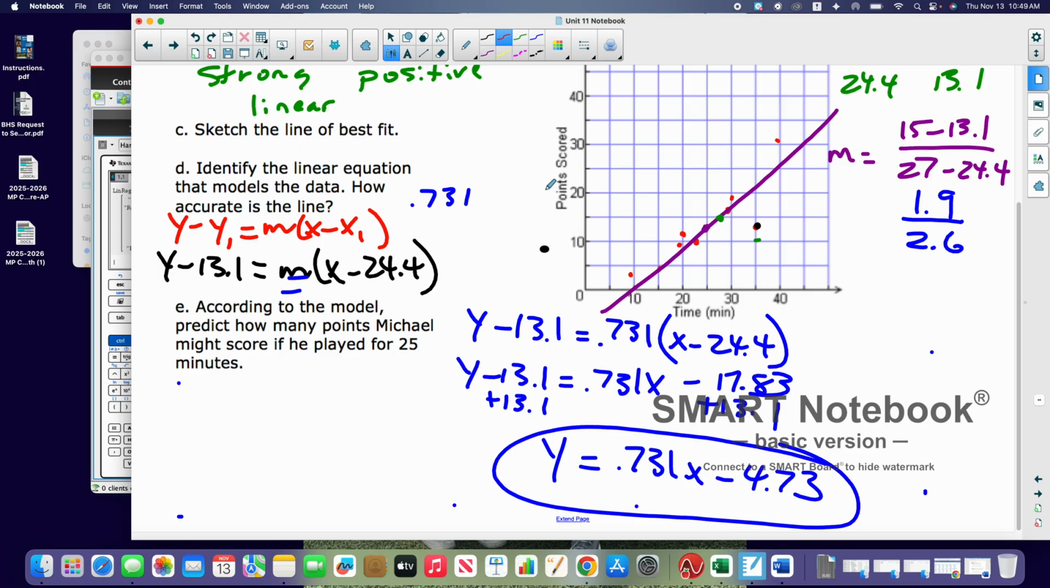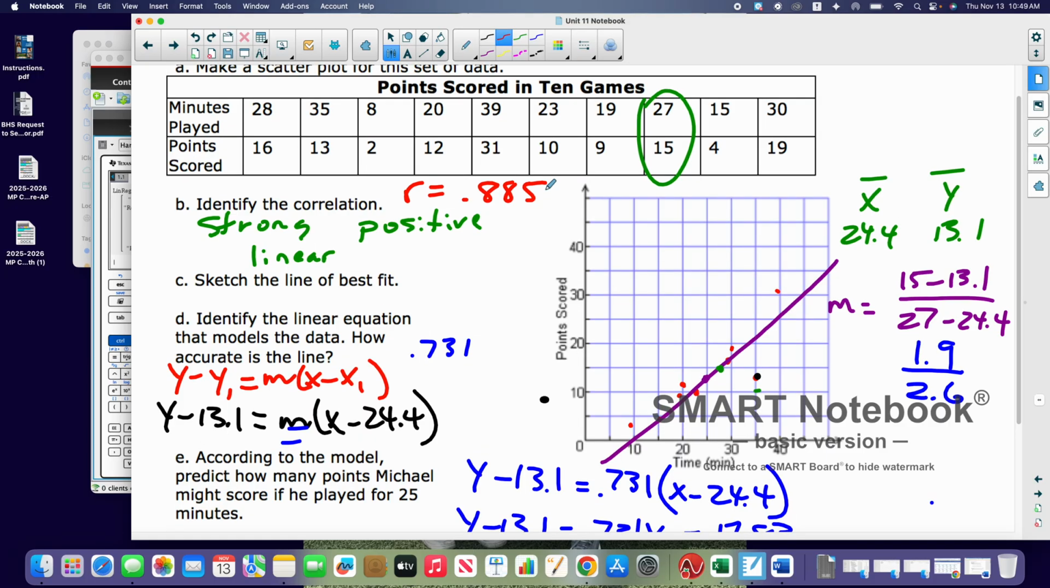Now, last little thing here. Last problem for the day. According to this model, predict how many points Michael might score if he played for 25 minutes. What do we need to do? Can I get that information from my table?